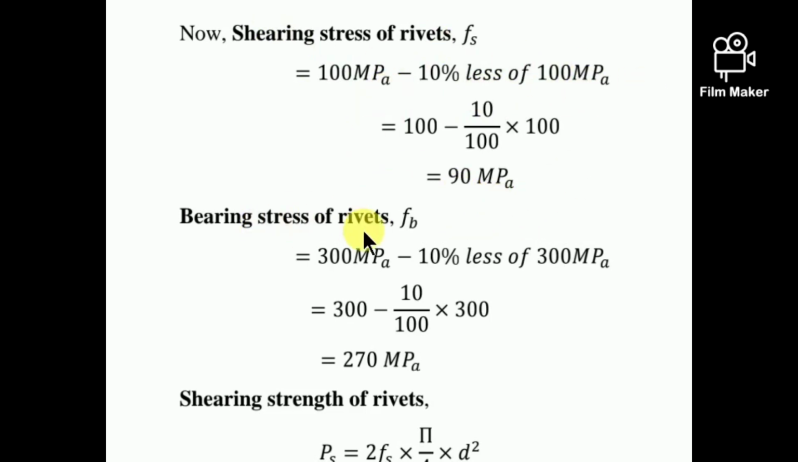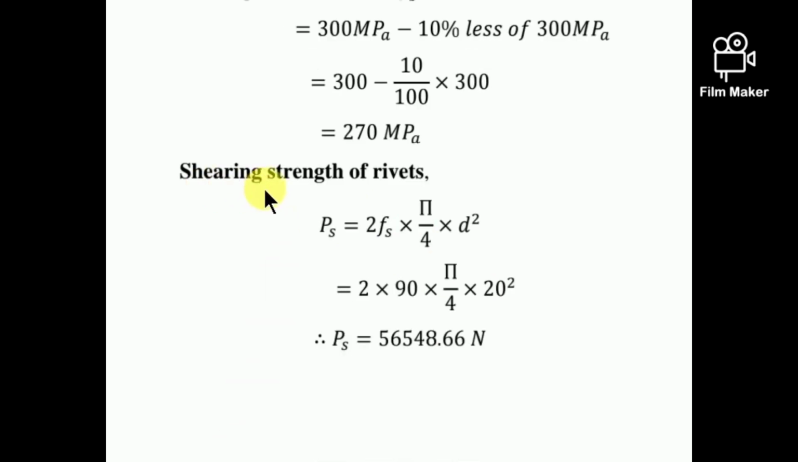And bearing stress is also not given. So it will be 300 minus 10% of 300, which is 270 MPa. Now we can put the values. For the shearing strength of rivet, the formula is Ps equal to 2 Fs pi by 4 into d square. Why are we using 2 here? Because the rivet is in double shear. It is already mentioned in the question. So putting all the values, we get the value of Ps as 56548.66 Newton.